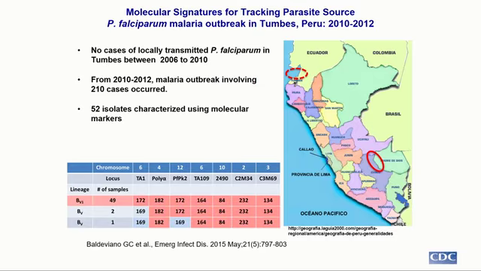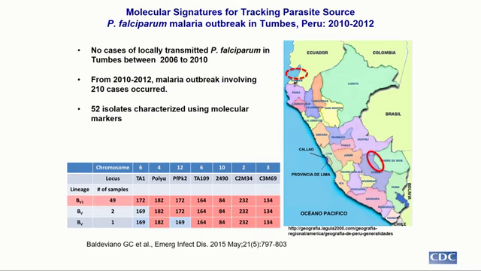Another kind of tool: we have also used some molecular tools to investigate when malaria outbreaks have happened in areas where malaria has been eliminated. One good example is Peru, where malaria was eliminated in the coastal area from 2006. But in 2010 they had a malaria outbreak that continued until 2012, with a total of 210 cases. So one of the questions was, where was this malaria introduced from?